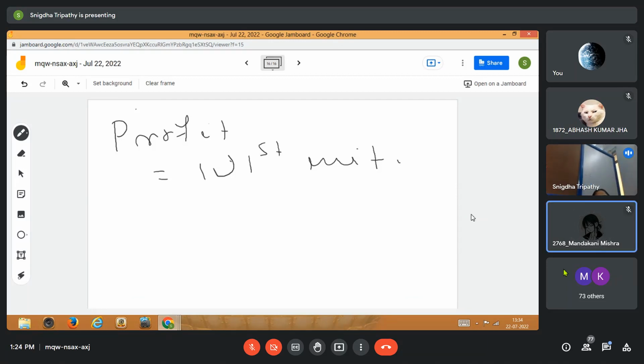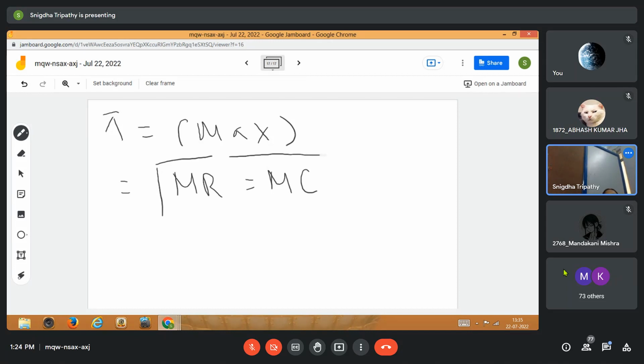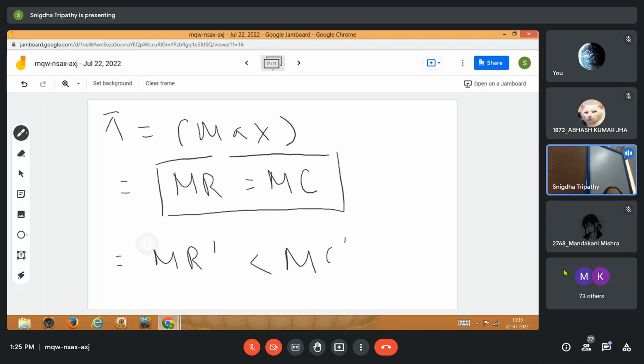Yes, ma'am. Then let me deduce and write down the profit maximizing conditions. For profit to be maximum, two conditions are required to be met. Marginal revenue should be equal to marginal cost. Then the slope of the marginal revenue should be less than the slope of the marginal cost. So when I take the difference between these two, it becomes negative. These are the two conditions.